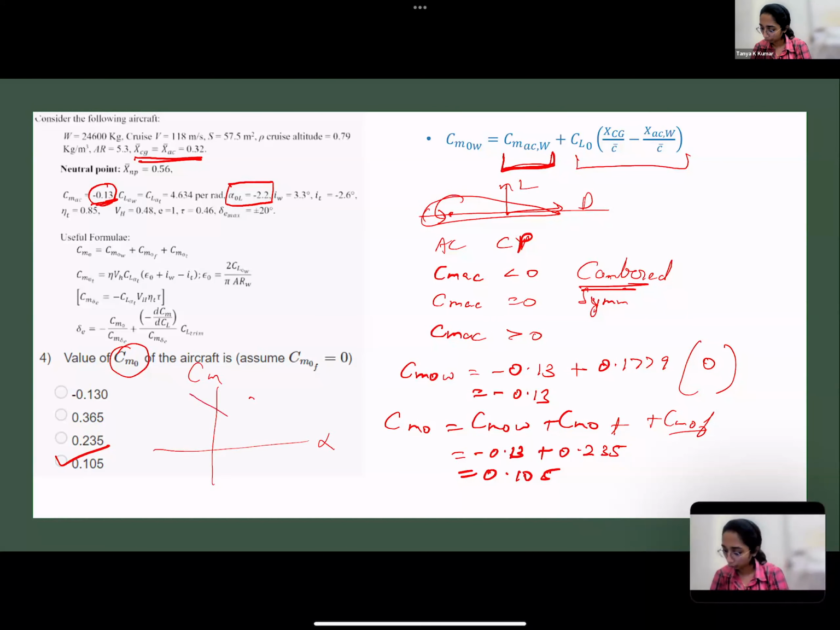So your graph will be something like this. And this is your CM0. Now, if CM0 was negative, okay? So this is A and this is B. By looking at these two graphs, can you tell me why we prefer CM0 to be positive? Again, it's not a mandatory condition, it's just a preference. We prefer our aircraft to have positive CM0. Just look at these two graphs and try to tell me why.